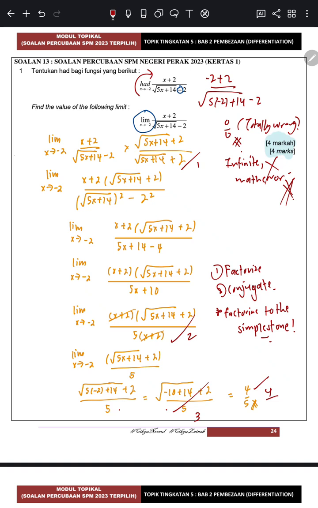Okay, I think that's it for this one. I hope it's clear for you now. This is the method. Only 2 ways.